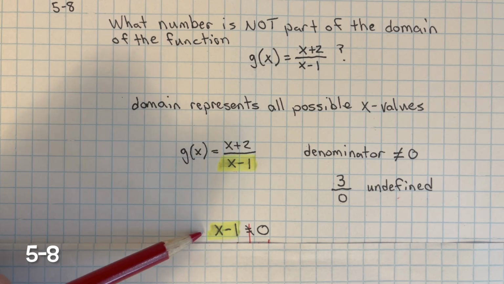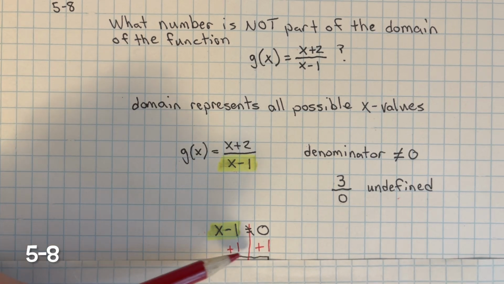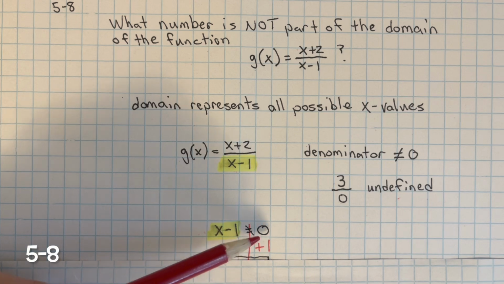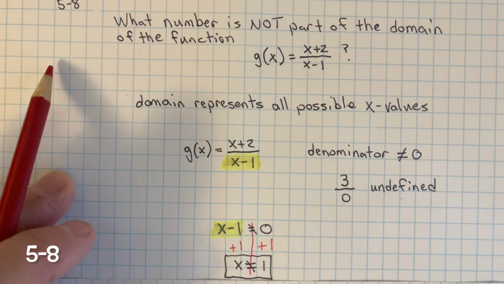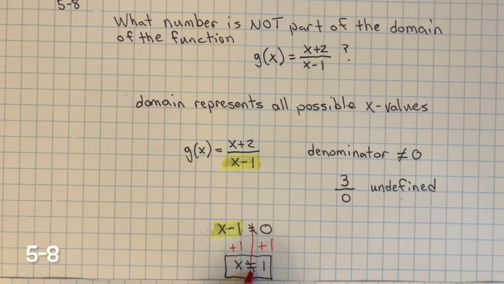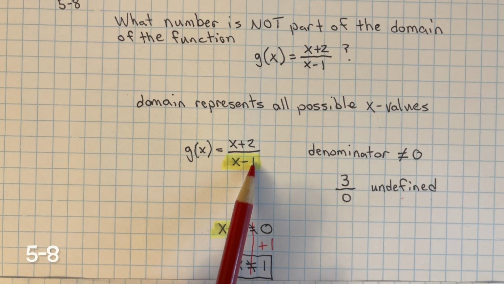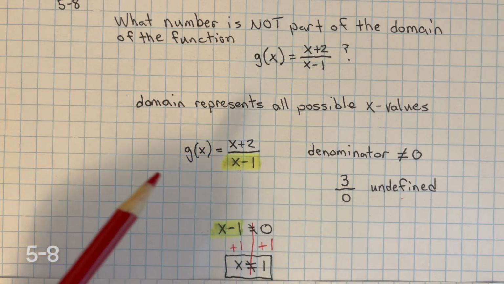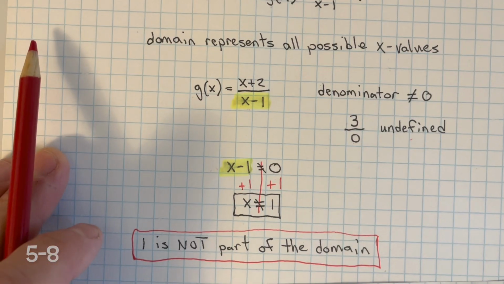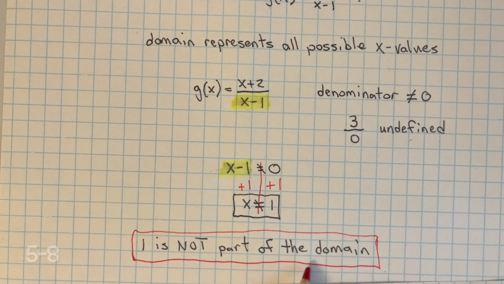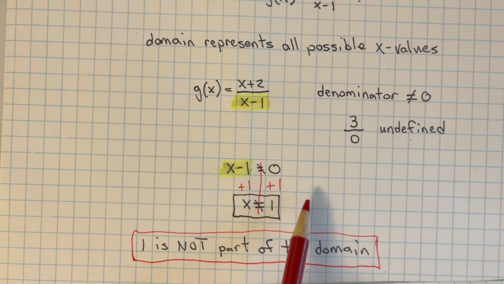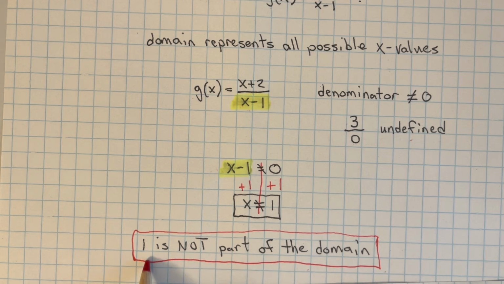Inverse property of subtraction is addition. So I'm adding 1 to both sides. It creates a 0 pair. 0 plus 1 is 1. So x cannot equal 1, because if I put 1 in here, 1 minus 1 equals 0. And that would make this function undefined. So 1 is not part of the domain. The domain would be all real numbers except 1.